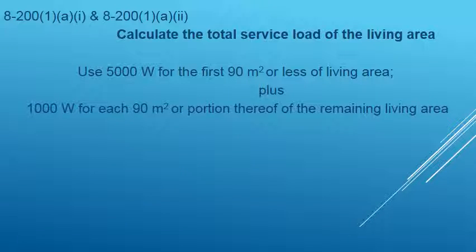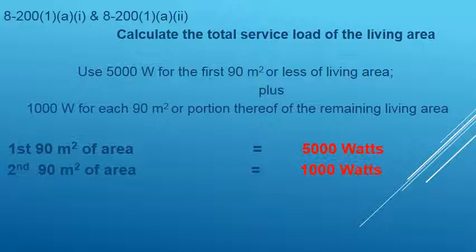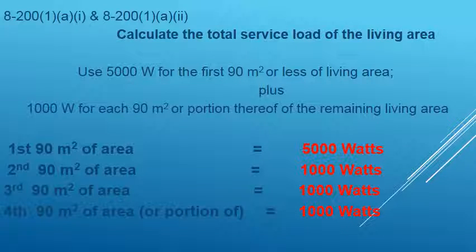Rules 8-200 1A1 and 8-200 1A2 are used to calculate the total service load of the living area. Use 5,000 watts for the first 90 square meters or less of living area, plus an additional 1,000 watts for each 90 square meters or portion thereof of the remaining living area. In this example, the first 90 square meters of area calculates at 5,000 watts, the second 90 square meters of area, an additional 1,000 watts, the third 90 square meters of living area, an additional 1,000 watts, and the balance of the living area, 1,000 watts.